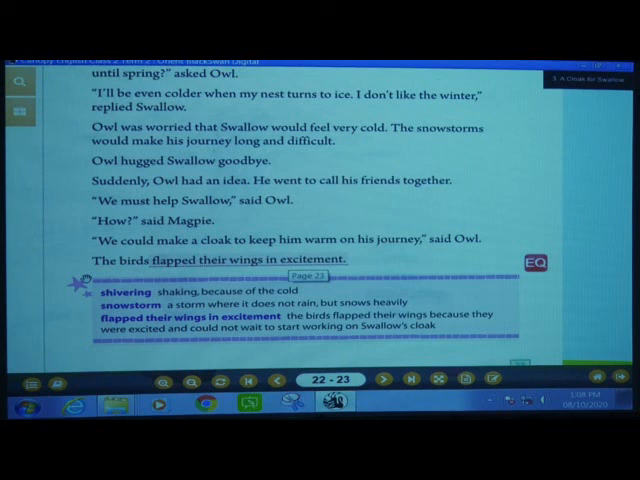Then the birds were very excited, and what did the birds do? They flapped their wings in excitement. What does it mean? It means the birds flapped their wings because they were excited and could not wait to start working on Swallow's cloak. They all were happy, they all were excited to make a cloak.